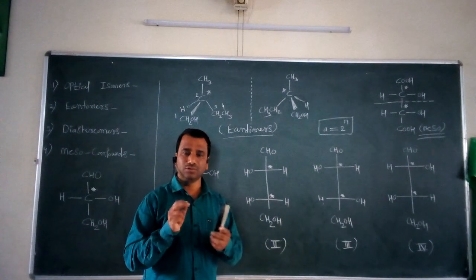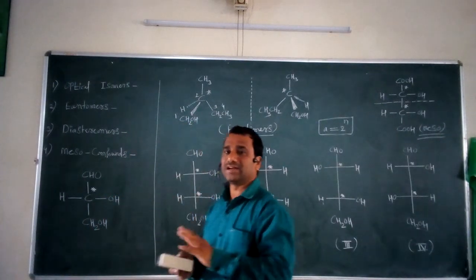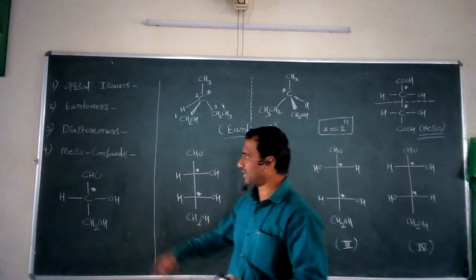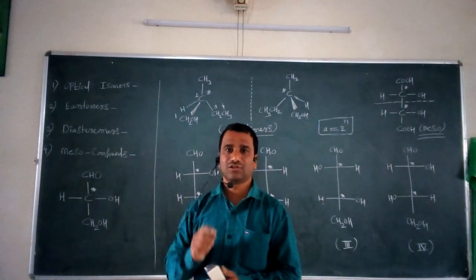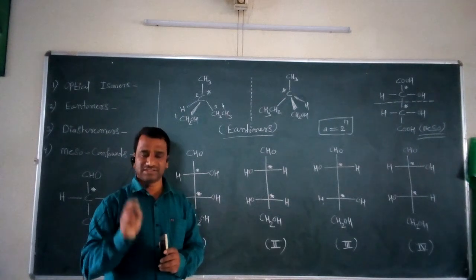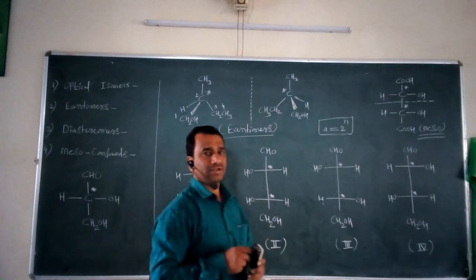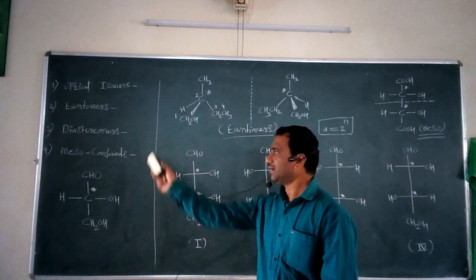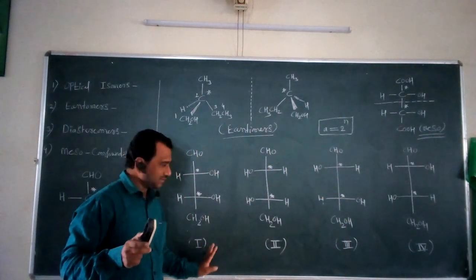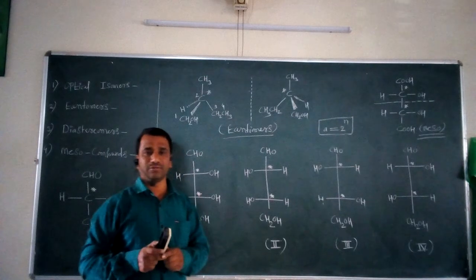So we can say that those stereoisomeric forms which are not mirror images of each other are called diastereomers. So diastereomers are nothing but those stereoisomers which are not mirror images of each other. That particular pair of stereoisomers is called diastereomers. So in these 4 different forms, stereoisomer number first and stereoisomer number 3 are not mirror images of each other, and so they are called diastereomers of each other.